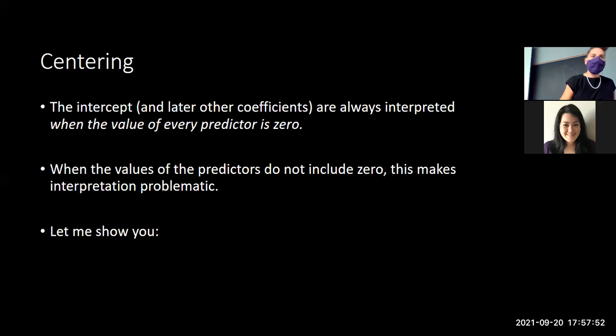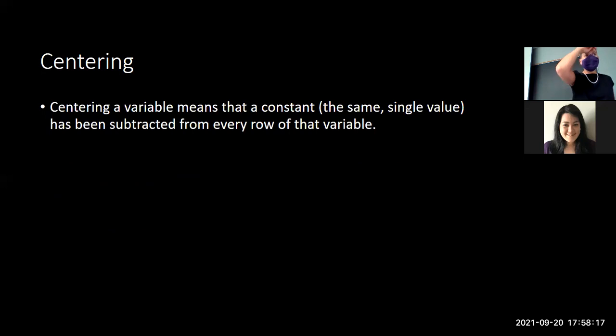So when the values of the predictors do not include 0, that can make interpretation problematic. Like what we had a minute ago, when our expected GPA when study time was 0 was negative 0.247. That's not possible because it's outside of the scope and range of our observed data. So here's an example.